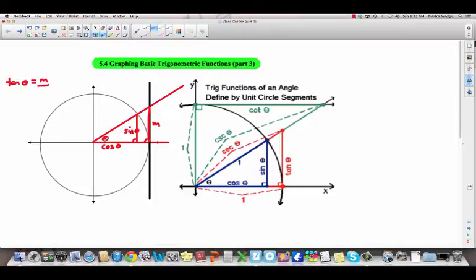Now, that's not cosine. Cosine only goes to here, right? Cosine's only from here to here. What's the whole distance from there all the way up to there? Oh, that's the radius. It's 1. So tan theta equals m over 1, and m over 1 is just the same as m. So this distance m here, instead of calling it m, we can call it tan theta. We've just found that this distance from here to here is equal to tan theta.